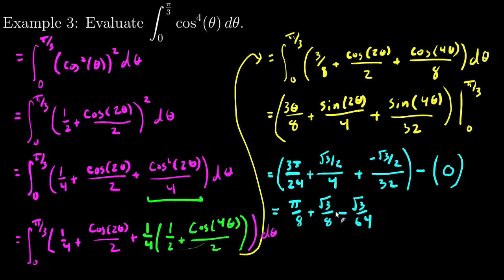And I can get a common denominator between these root 3's by multiplying this by 8 over 8, and I get 8 root 3 over 64. And finally, I'll get the pi over 8, that comes straight down. 8 root 3 over 64 minus 1 root 3 over 64 is plus 7 root 3 all over 64.